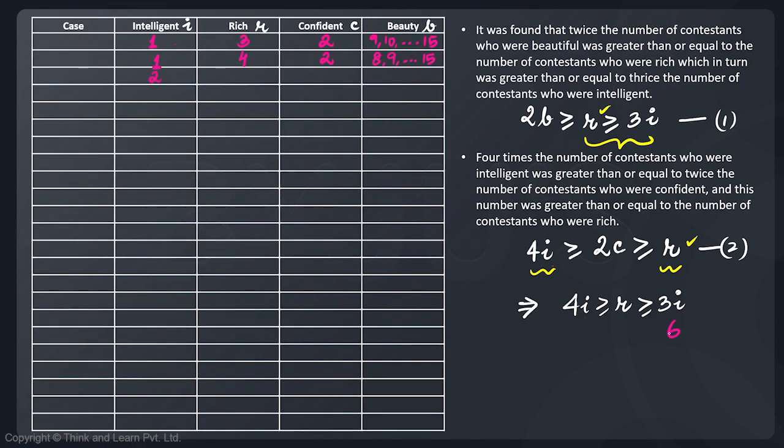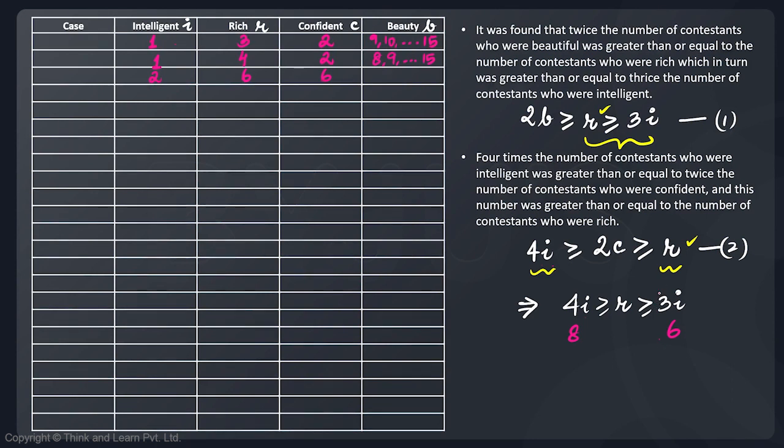When I is going to be 2, this becomes 6, this becomes 8. So the value of R could be 6. If the value of R is 6 and the value of I is 2, the value of C is going to be between 6 and 8. Now I is going to be 2, so this is 6 and this is 8. So we need a value between 6 and 8. So we can take that as 6.